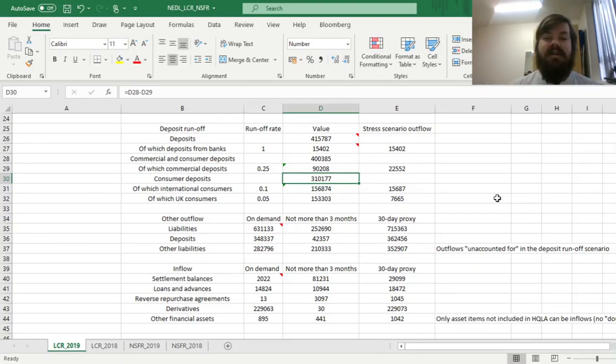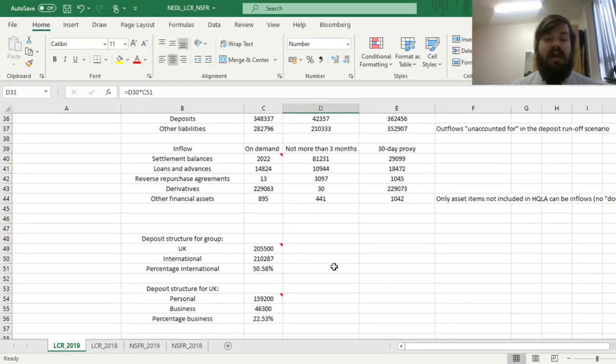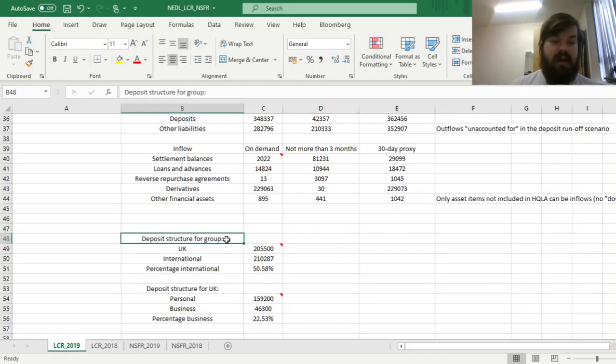So foreign currency deposits are subject to a 0.1, 10% runoff rate, meaning that foreign customers would be more likely to withdraw their deposits under a liquidity stress scenario, and domestic customers would be less likely, with a runoff rate of 0.05, 5%. How you might arrive at this proxy? How to break down deposits by currency? Well, here we have got the total deposit structure for the group overall.